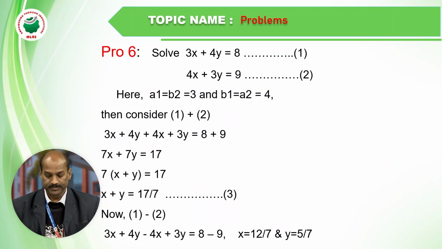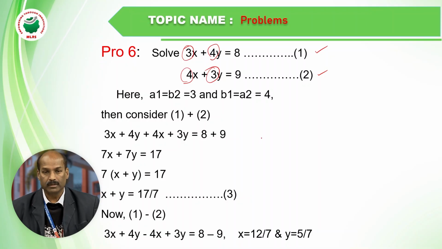Next we move to problem number 6. Now solve 3x plus 4y equals 8, equation 1, and equation 2 is 4x plus 3y equals 9. Now here also you see a1 is equivalent to b2. These two are equal. Similarly b1 is equivalent to a2. So therefore you can apply this method on this problem to get the values of x and y.